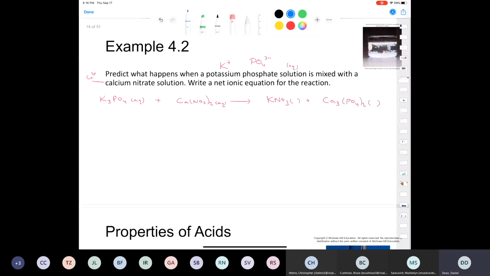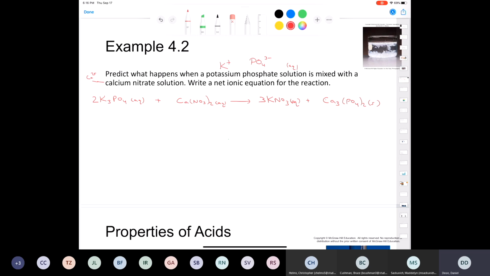So by potassium nitrate, we're going to put aqueous, and by calcium phosphate, we'll put solid. Now we need to balance the equation. I have 3 potassiums over here, so I need at least a 3 over here. I've got 1 phosphate here and 2 phosphates over here, so I need at least a 2 in front of here.